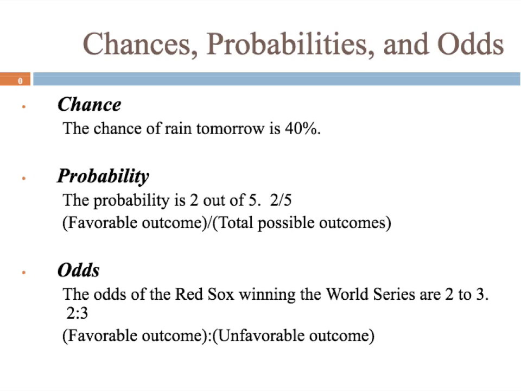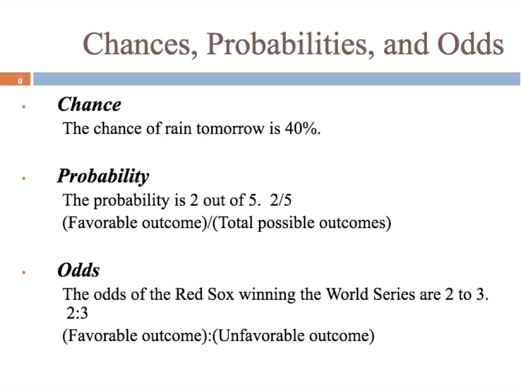So when we talk about the chances of something, we typically use percentages. So the chance of rain tomorrow is 40%, for example. With probability, we would say favorable outcomes out of the total possible outcomes. And the equivalent for 40% would be 2 out of 5, so 2/5.